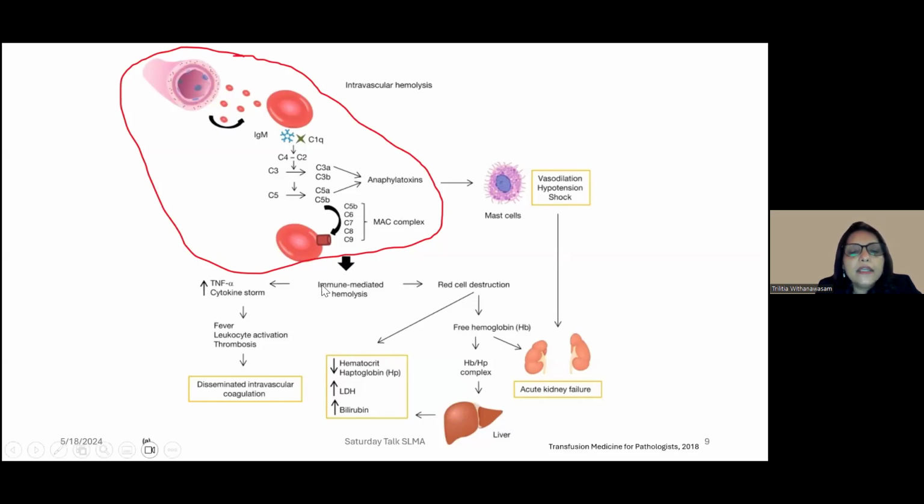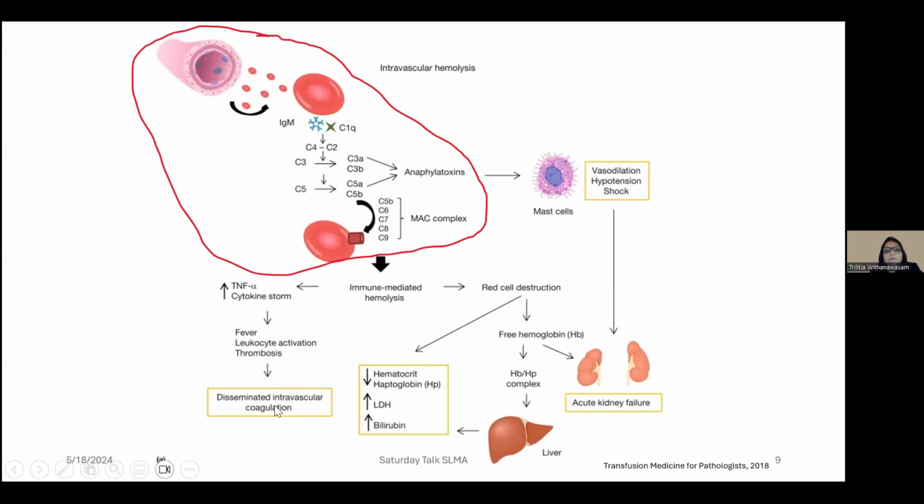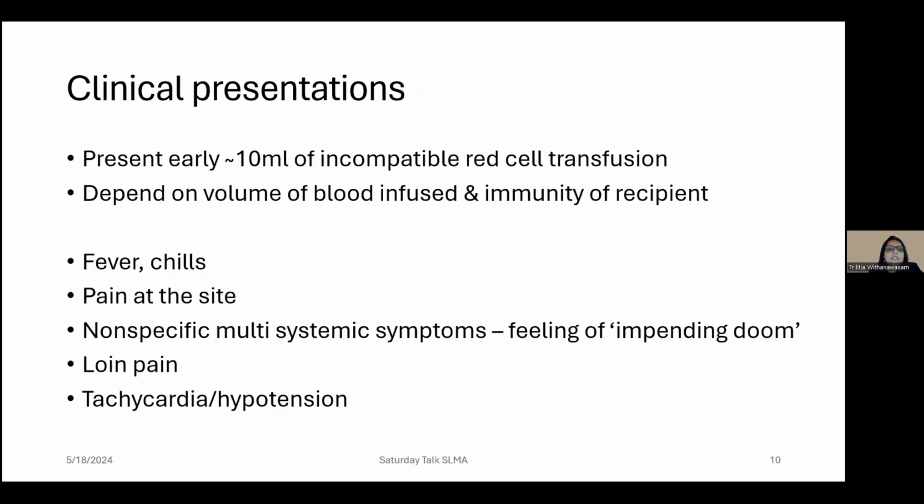On the other hand, this immune-mediated hemolysis increases tumor necrosis factor and causes a cytokine storm, where we can see fever, leukocyte activation, and thrombosis. Ultimately, tissue factor generation and activation of the coagulation system can cause disseminated intravascular coagulopathy. So in incompatible transfusion, all these scenarios can occur, ultimately leading to death or severe morbidity, unless we manage the patient in a timely manner.